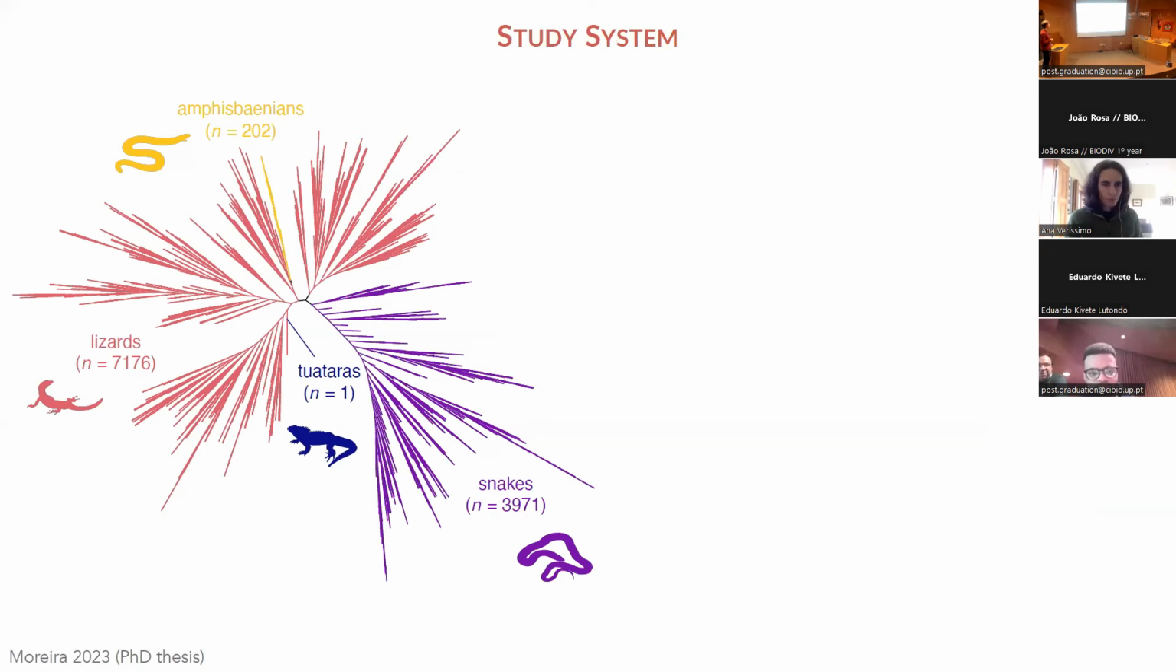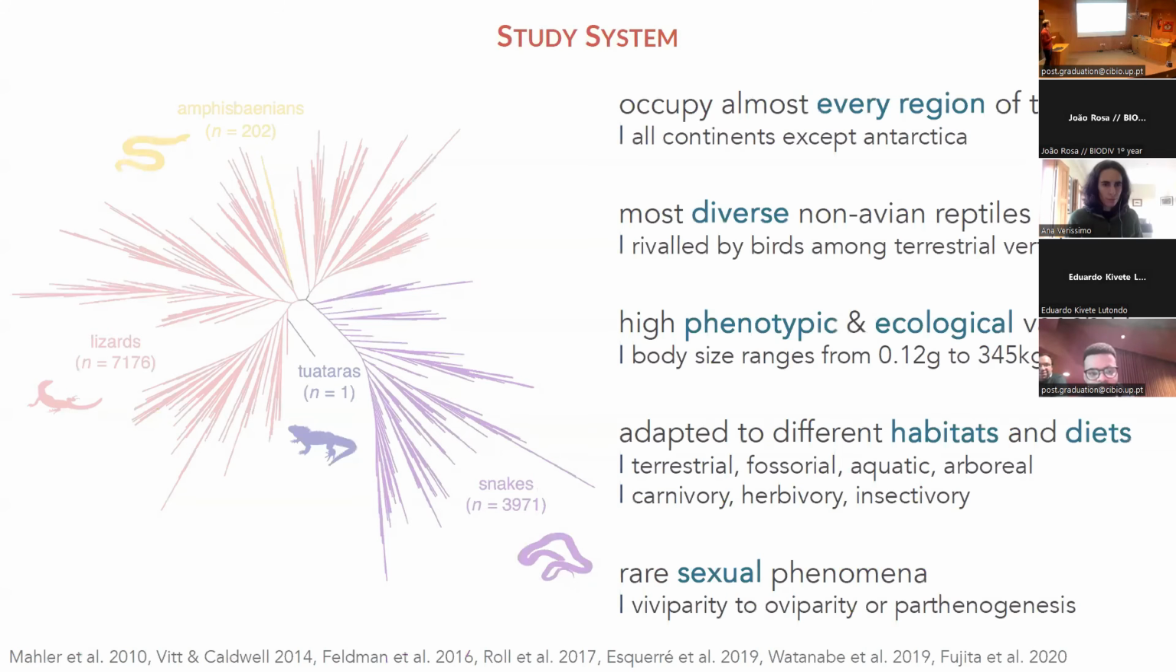I have been usually focusing on terrestrial vertebrates, but with a stronger focus on squamates. These include lizards, amphibians, and snakes, which diversified early in their evolutionary history to occupy most of the adaptive roles we observe today. And they are sister to Rhynchocephalia, which is monotypic with only one extant species. This group has occupied almost every region of the planet. It's the most diverse group of non-avian reptiles, rivaled only by birds among terrestrial vertebrates. It has high phenotypic and ecological variability. They have adapted to different habitats and diets, and very rare sexual phenomena have occurred in its clades. And so it's an exceptional group to study species richness patterns.